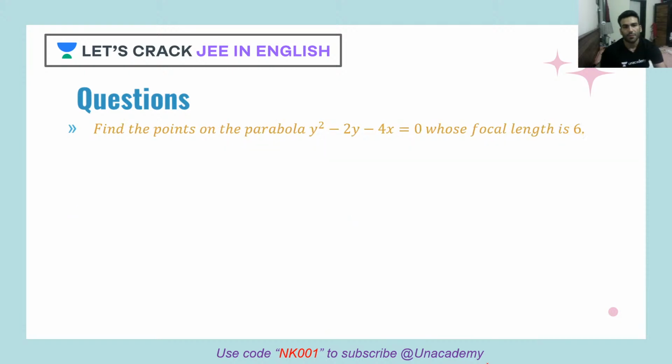Let's move ahead. Okay. Find the points on the parabola whose focal length is 6.